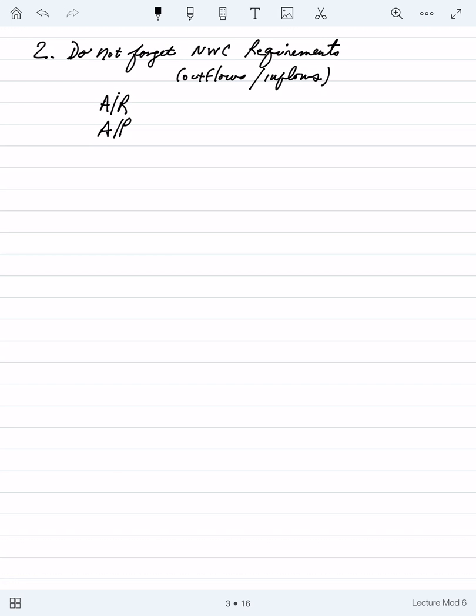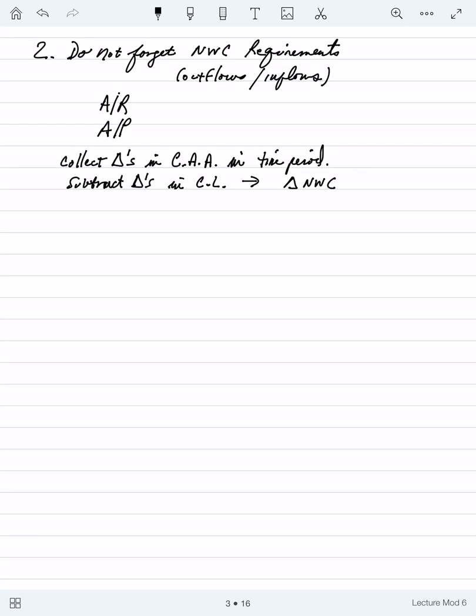So what you do is you collect the changes in the current asset accounts in the period, okay? So collect the deltas in the current asset accounts in the time period. Okay, and you subtract changes in current liabilities during the period to get your change in net working capital. So you subtract these deltas in current liabilities, right? And that gives you a change in the net working capital, right? If the net working capital increases, then you have a cash outflow. If the net working capital decreases, you have a cash inflow in that period.